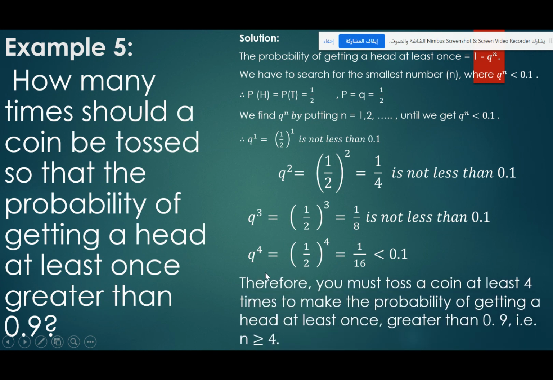Therefore, you must toss a coin at least 4 times to make the probability of getting a head at least once greater than 0.9. This means 4, 5, or whatever. So the answer should be n equals 4 or bigger, like 5, 6, 7. So this is the answer.